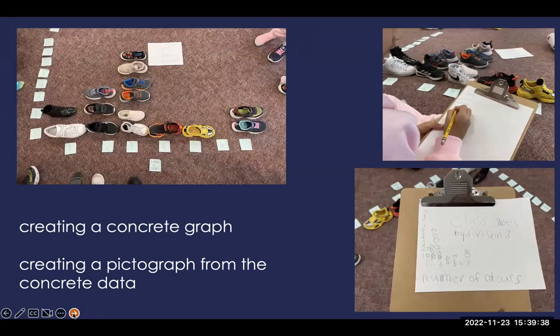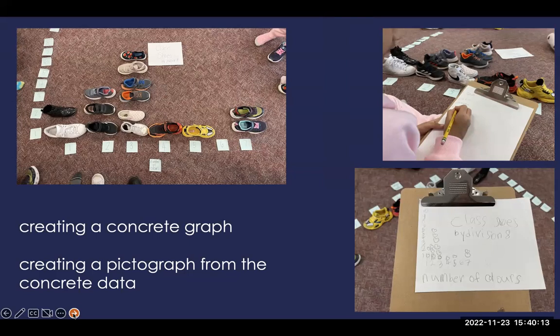Then we created our own concrete graphs using the children's shoes and how many colors were in their shoes. From 1 color to 7 colors was the minimum and the maximum. And then they all took off a shoe and created a concrete graph with those materials. That is one of the grade 1 learning standards, concrete graphs. And one of the grade 2 learning standards is creating a pictograph. So the students created pictographs based on that concrete data that they had created. That was our extension in terms of playing with how we can visualize information in different ways.